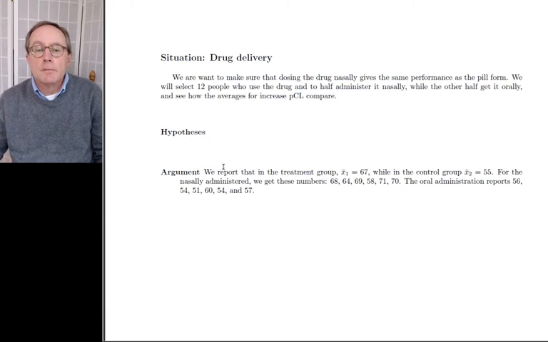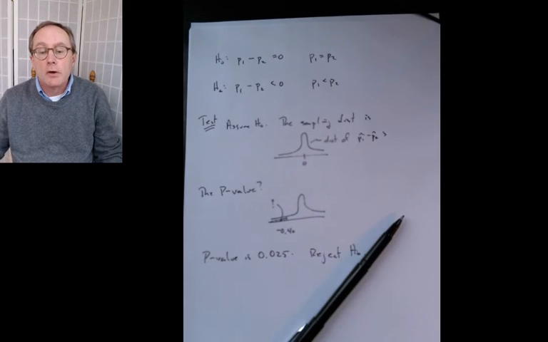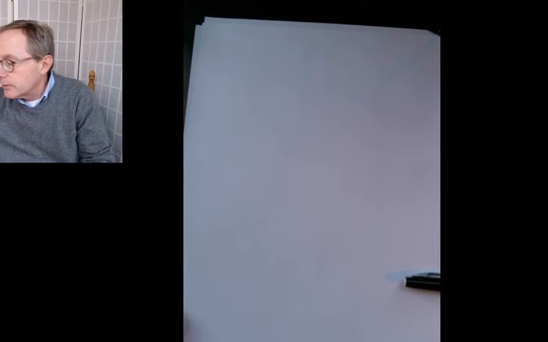Drug delivery. So we want to make sure that dosing our drug nasally gives the same performance as dosing the drug in a pill form. So we select 12 people who take the drug, and to half we administer it nasally while the other half get it orally, and we see how the averages compare for the particular thing that this drug is supposed to do. Okay. So I need to go to the piece of paper, and I need to write down the null hypothesis and the alternative hypothesis.